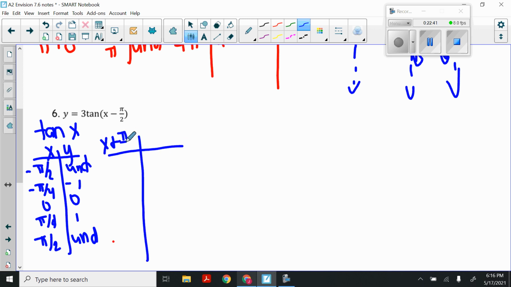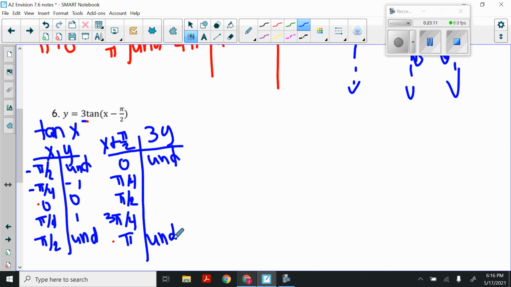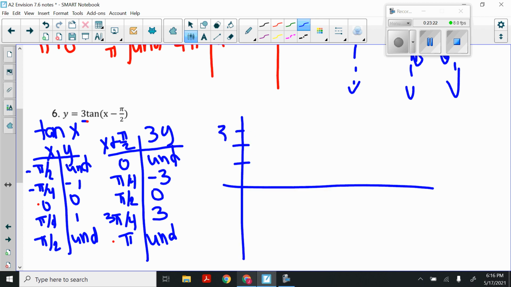So now we're going to do x plus pi over 2 and 3y, since we have an a of 3. So -pi over 2 plus pi over 2 puts me at 0. -pi over 4 plus pi over 2 puts me at pi over 4. 0 plus pi over 2 puts me at pi over 2. Pi over 4 plus pi over 2 puts me at 3 pi over 4. Pi over 2 plus pi over 2 puts me at pi. And the undefineds are still undefined. -1 times 3 puts me at -3, 0, and 3. So there's 3, -3. So this is pi over 4, pi over 2, 3 pi over 4, and pi.